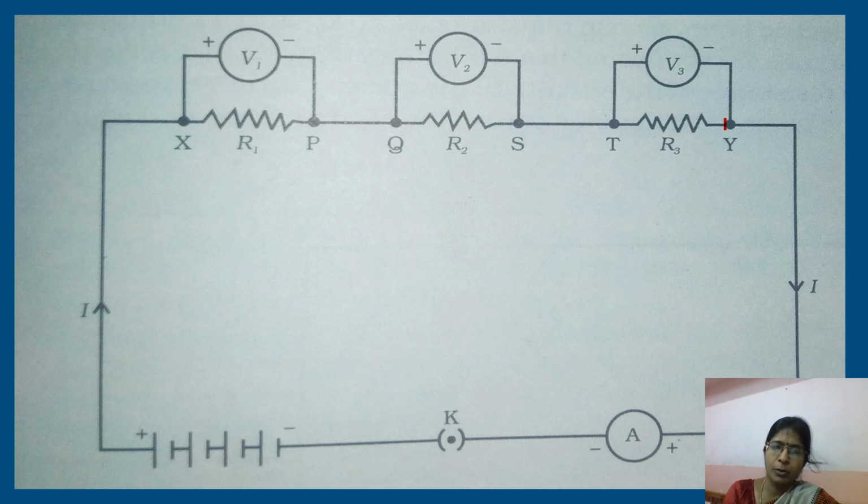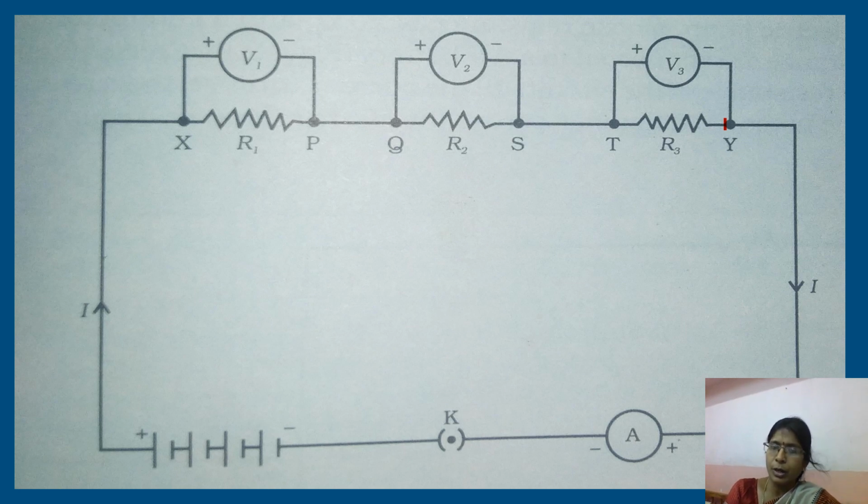Let this be equal to V1. Again, separate the voltmeter and connect it across the points Q and S, that is, across the second resistor. Let it be V2. The same thing with the third resistor; it should be equal to V3.